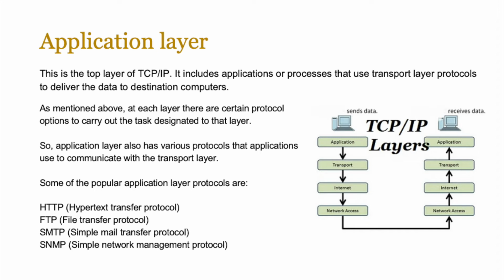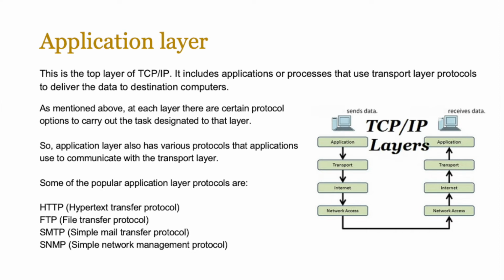So each layer has its own name for the data packet because it adds its own header and an extra bit of information to that header. So the data packet might have a sequence number at the application layer, then get an IP address at the next one, and so on. And similarly, at each layer, there are certain protocol options to carry out the task designed for that particular layer. So the application layer also has various protocols as part of that. Now remember, this is not just one protocol. The application layer might have other protocols as part of that.